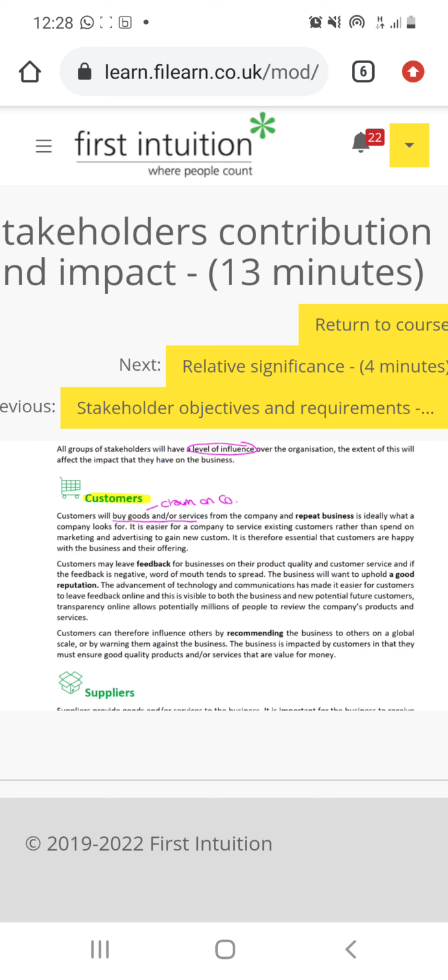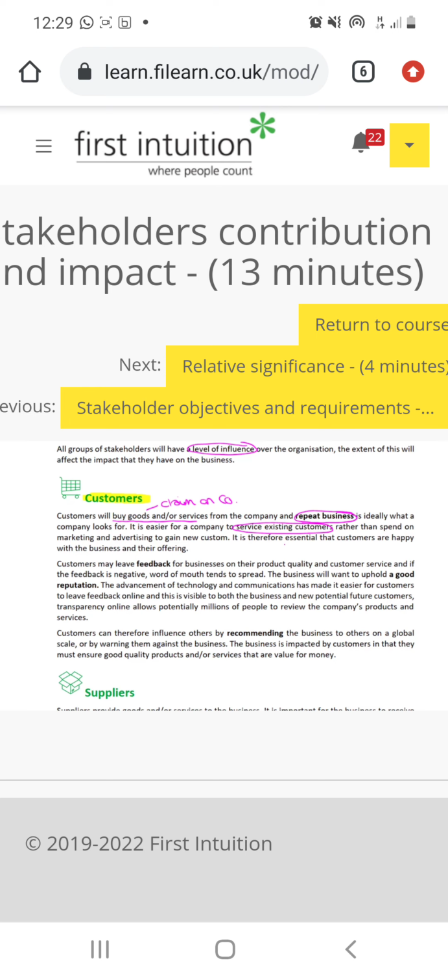In return, the company would like repeat business from our customers. It's ideally what they're looking for. It's easier for a company to service existing customers rather than marketing and finding new customers. It's therefore essential that customers are happy with the business and their offering.